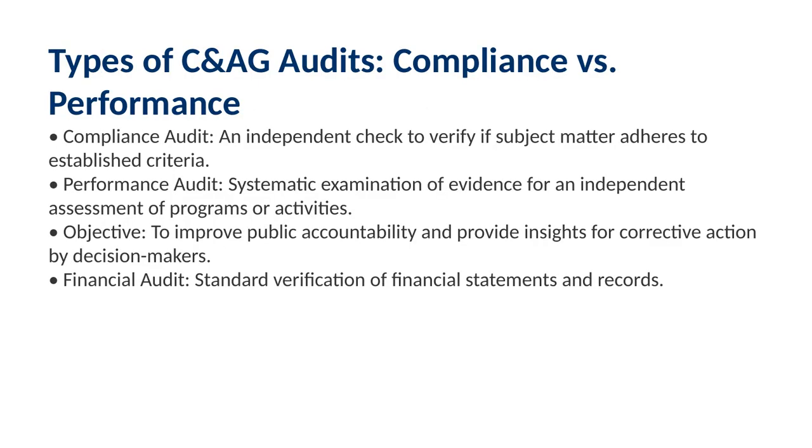A compliance audit is essentially an independent check to see if the subject matter follows the applicable criteria. A performance audit, on the other hand, is a systematic examination of evidence to provide an independent assessment of a government organization, program, or activity. The ultimate goal here is to improve public accountability and provide the necessary information for decision makers to take corrective action.